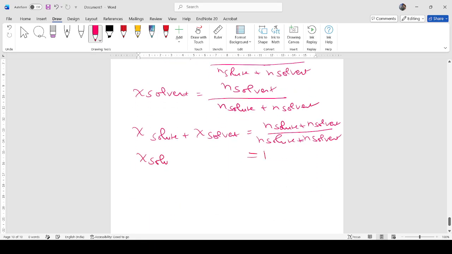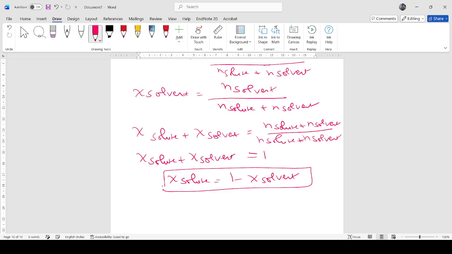I say mole fraction of solute plus mole fraction of solvent is equal to 1. In other words, can I say the mole fraction of solute is 1 minus the mole fraction of solvent? This is the next concentration term, mole fraction. With this, let's solve this question.